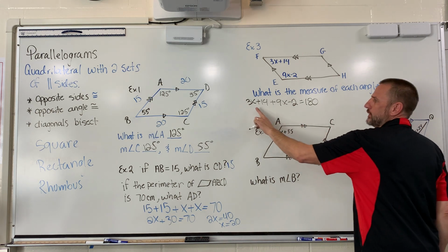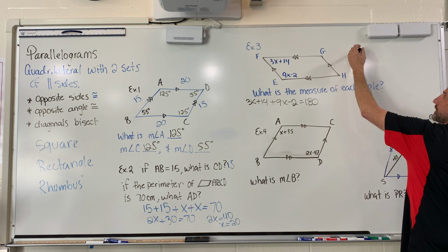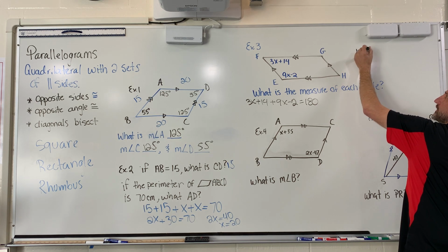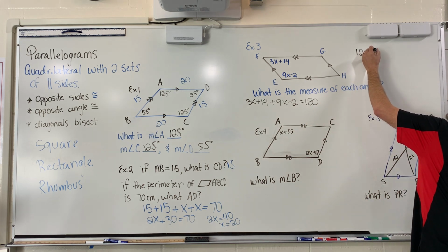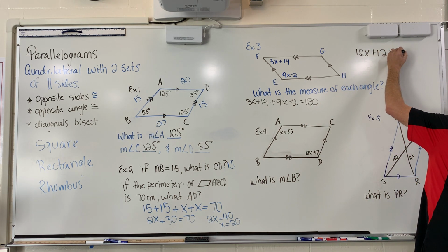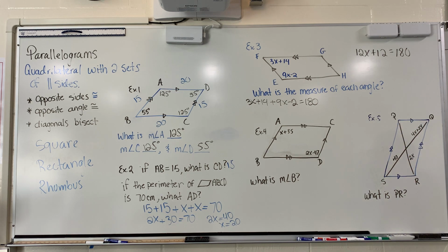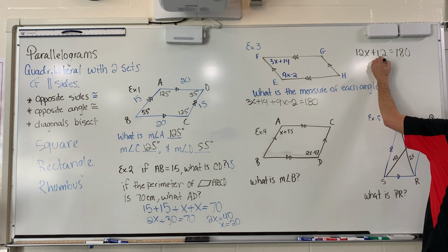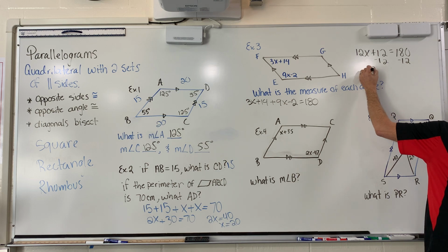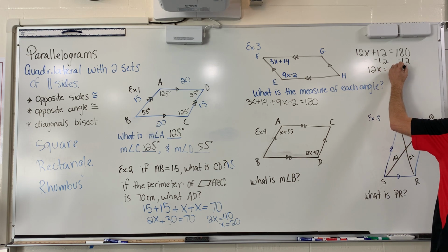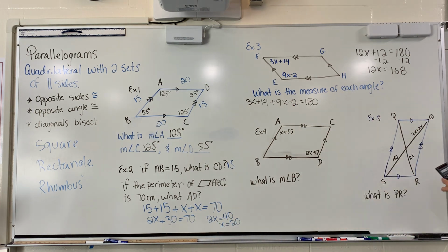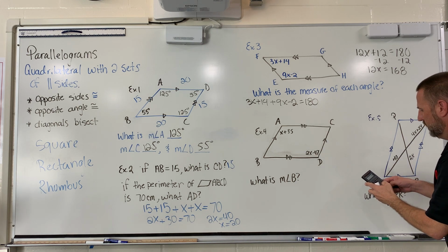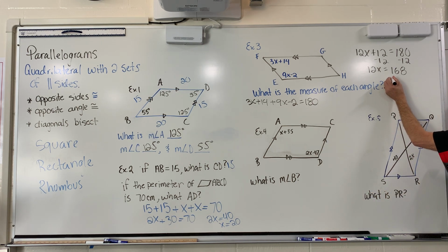So if I combine my like terms, 3 plus 9, 12x, and then positive 14 minus 2 would be positive 12, and it has to equal 180. So take away 12 from both sides, and 12x equals 168. Well, just divide it by 12 real quick. And I get x is equal to 14.